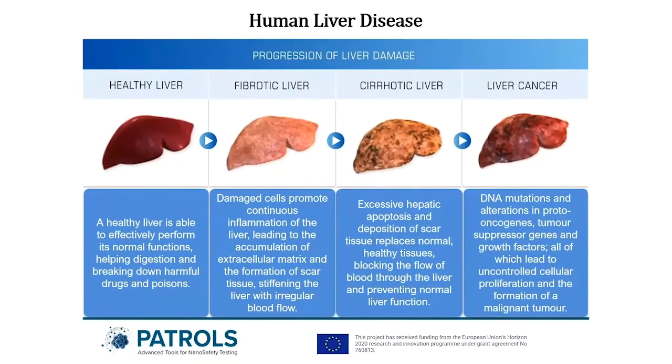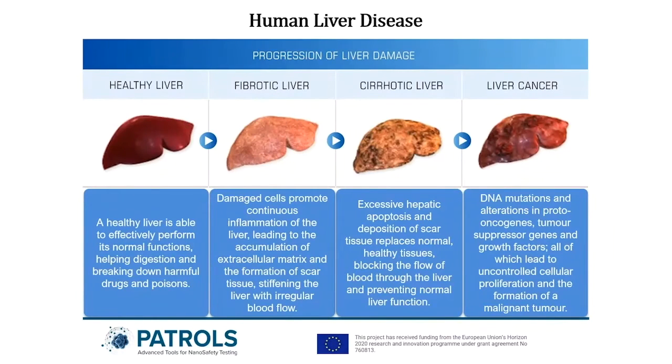digestion and breaking down harmful drugs and poisons, to a fibrotic liver, which arises as a result of damaged cells which promote continuous inflammation of the liver, leading to the accumulation of extracellular matrix and the formation of scar tissue, which often stiffens the liver and causes irregular blood flow.